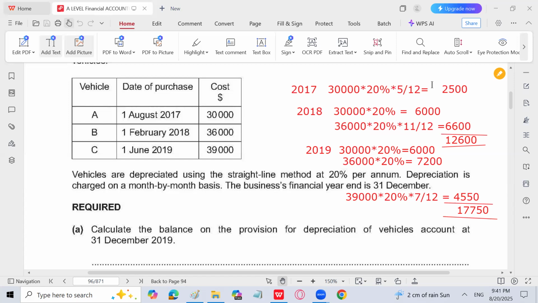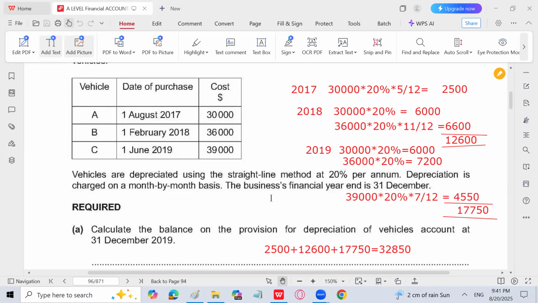Now we have to calculate the total depreciation. We remember that the carried down of 2017, 2,500, will become the brought down of 2018. Then the carried down of 2018 will become the brought down of 2019. So we have to add all of them. 2,500 plus 12,600 plus 17,750 gives the total provision for depreciation balance carried down at the end of 31st December 2019, which is 32,850. So this is going to be the answer for this particular part. I know it is not that easy, but we have to do it accordingly.